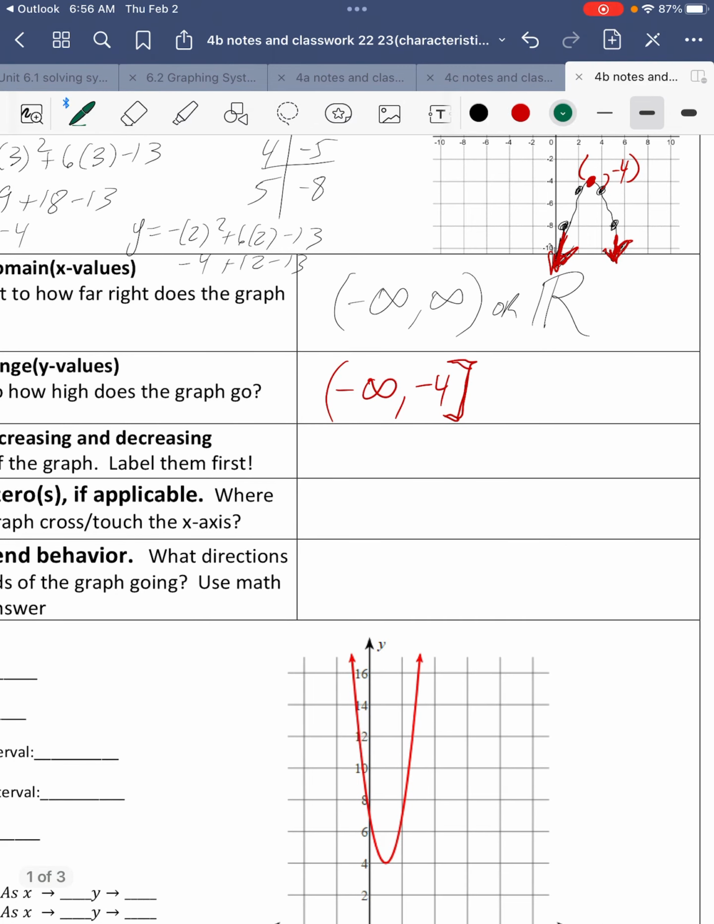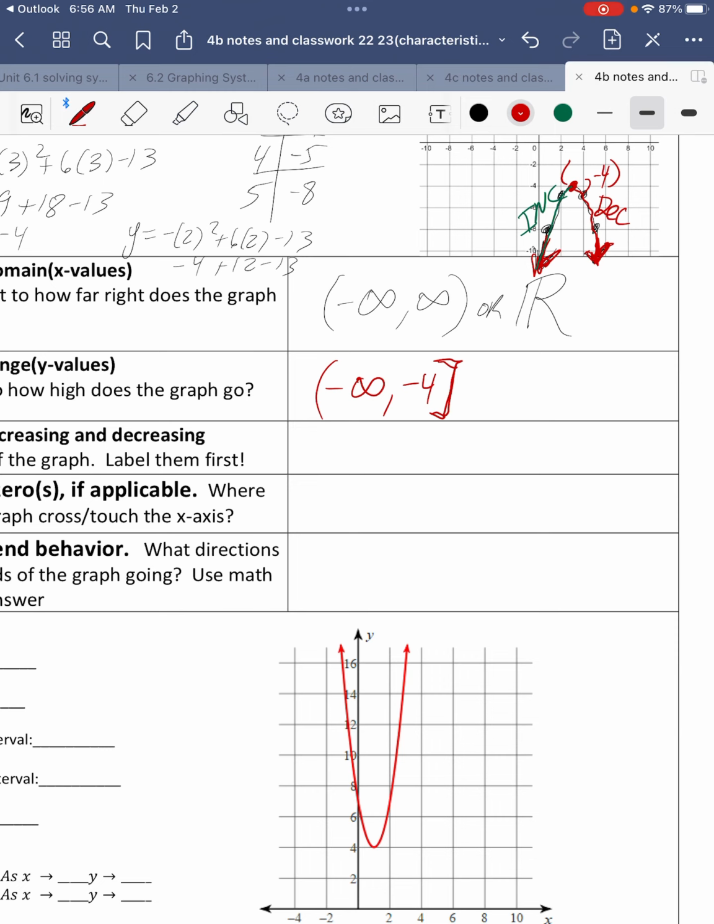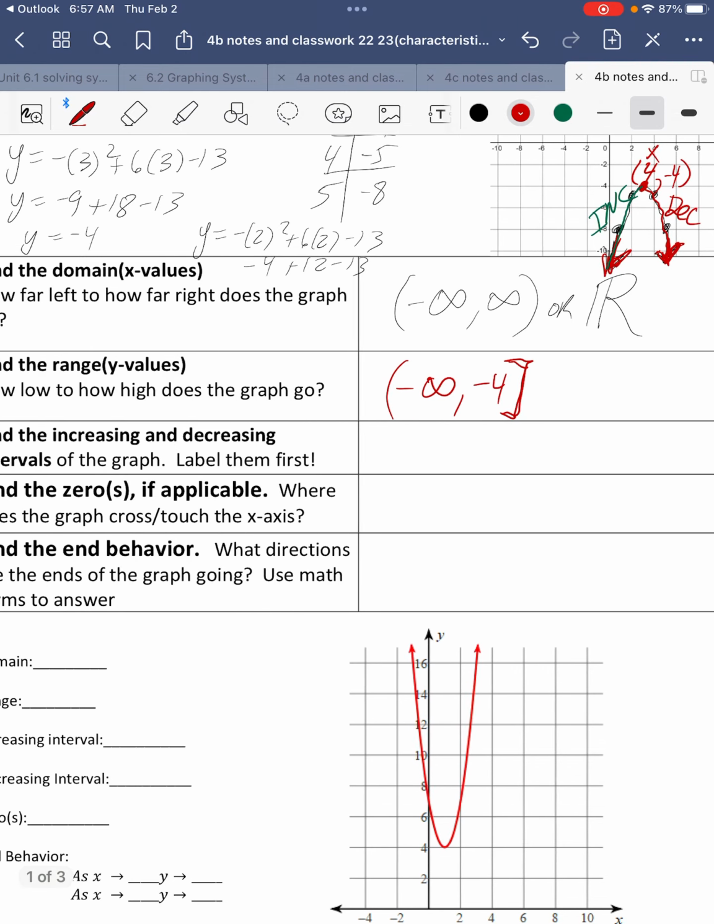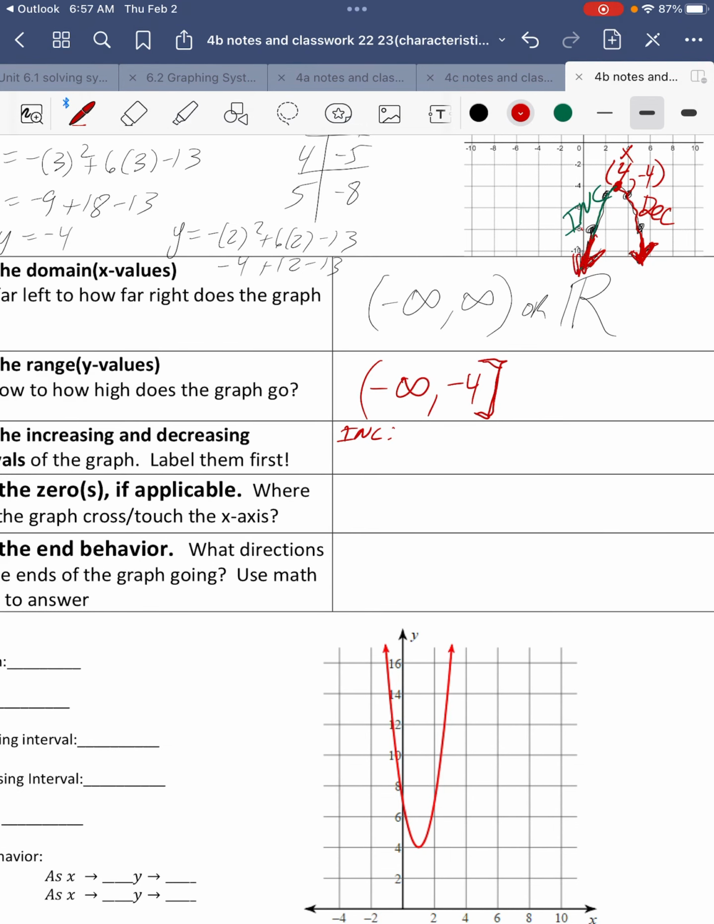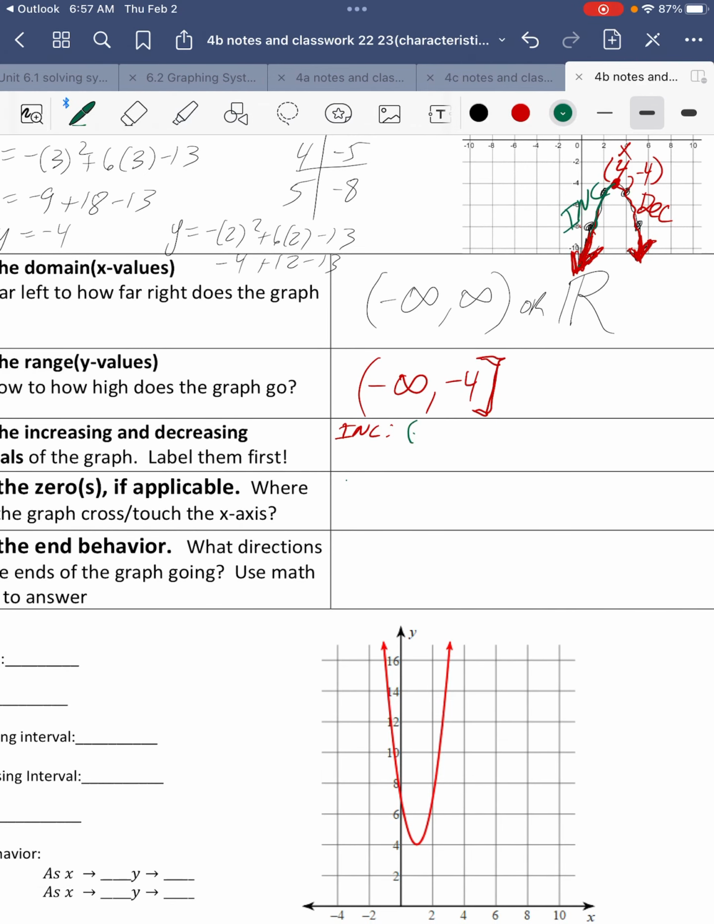Increasing, decreasing from left to right. The first part of the graph is increasing. The second part of the graph is decreasing. When you're labeling increasing, decreasing, it's all about the x value. So we want to know the x value of our vertex here, which is at 3. So we're going to increase from negative infinity, coming from the left, all the way up till 3. So negative infinity up to 3, and it's going to decrease from 3 to the right forever, to infinity.